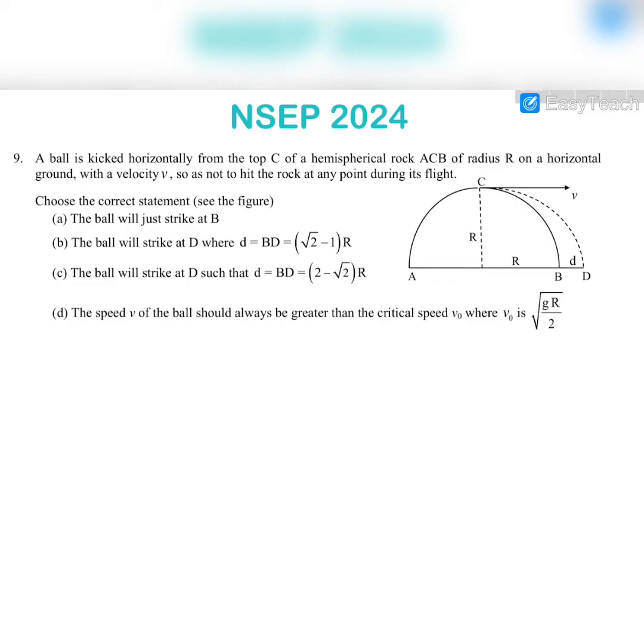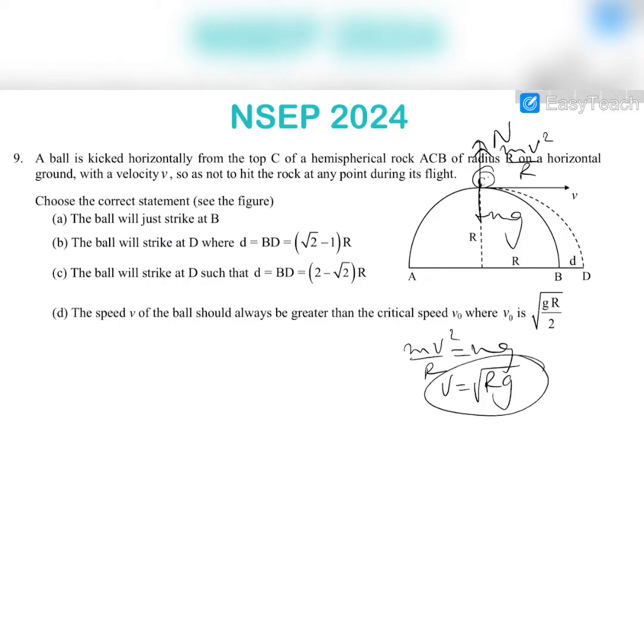So first of all, we know that at this position, if we are giving sufficiently enough velocity so that its normal reaction becomes zero, then it will leave the contact with the hemisphere at this position and never fall back on the hemisphere. So for normal reaction at this position to be zero, we can draw the FBD and we can see that mv square by r is balanced by mg and v is under root rg. So this velocity is given at this position.